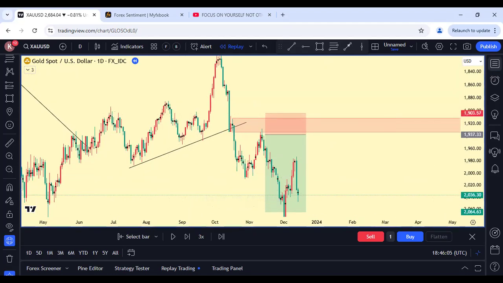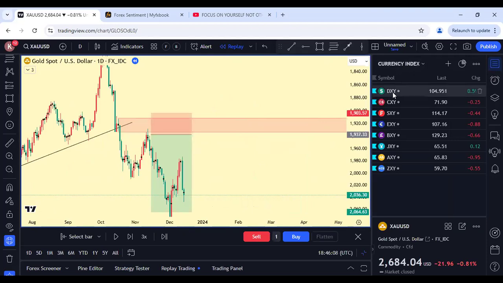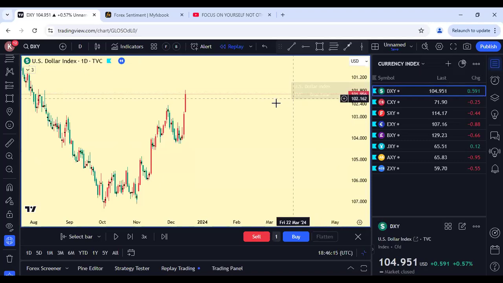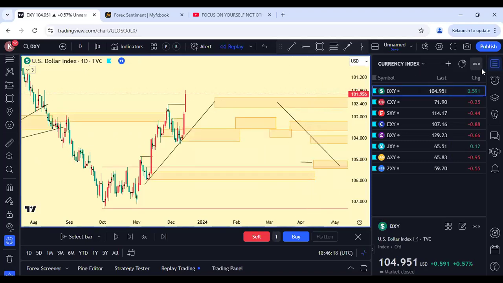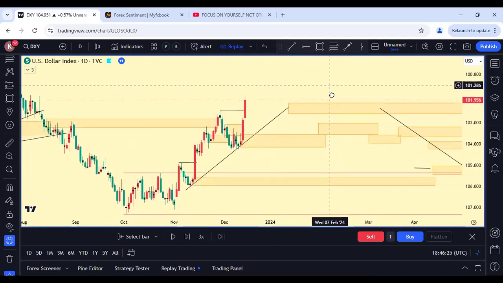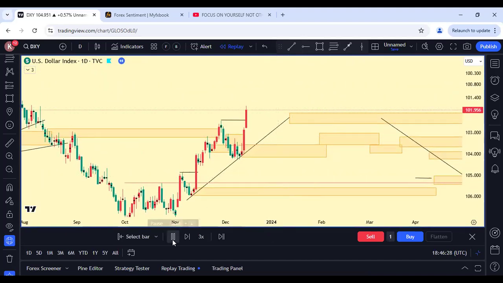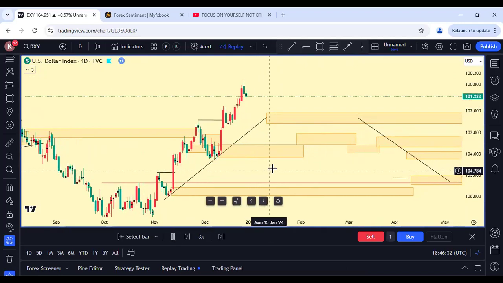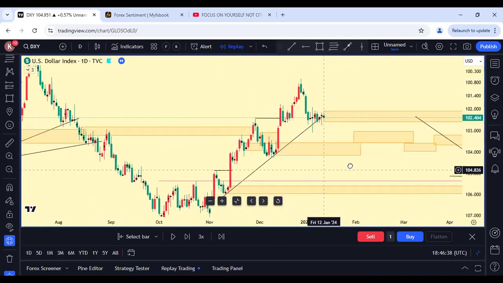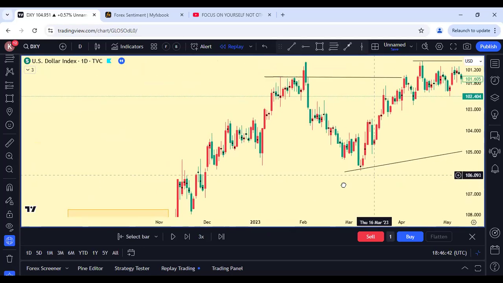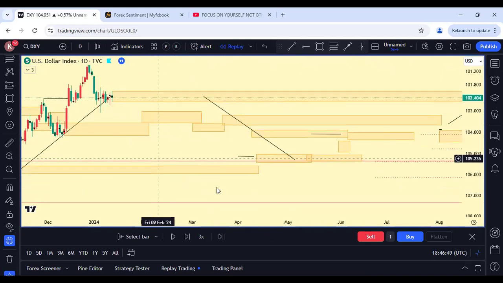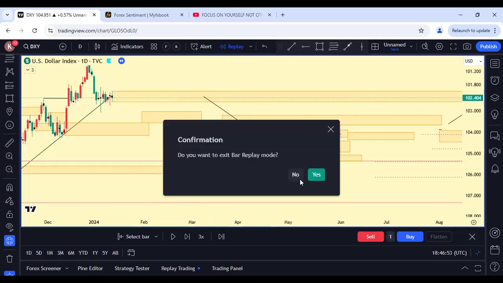So I'm going to show you something before we go. Let me show you the DXY chart. So the historical DXY chart. Look at it. This is what I call the historical pattern, where you'll be able to know what is happening and what is about to happen.